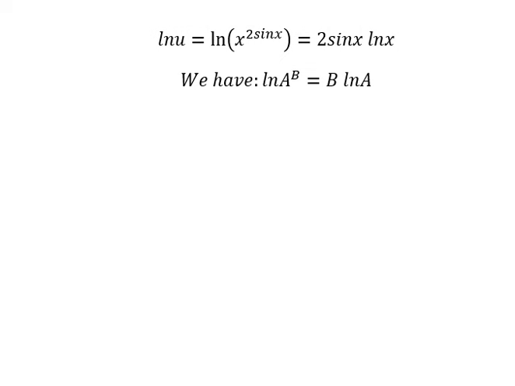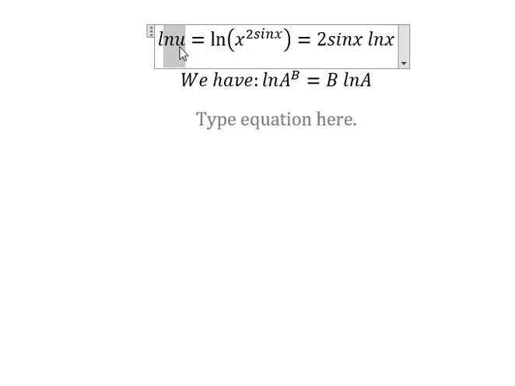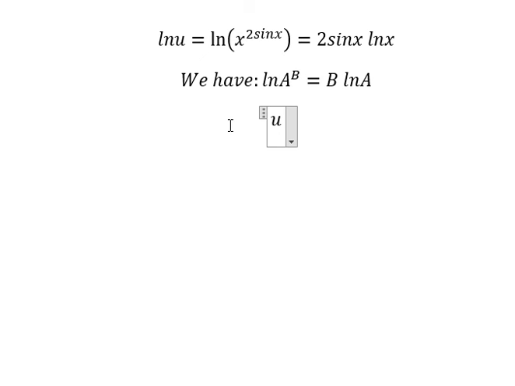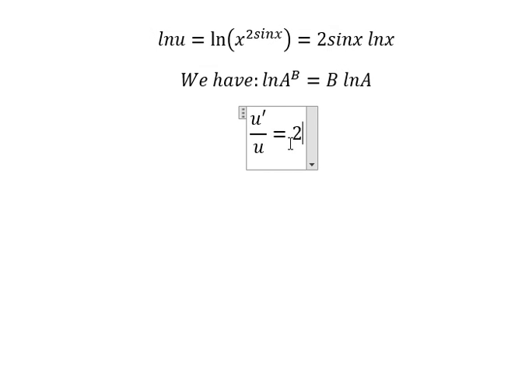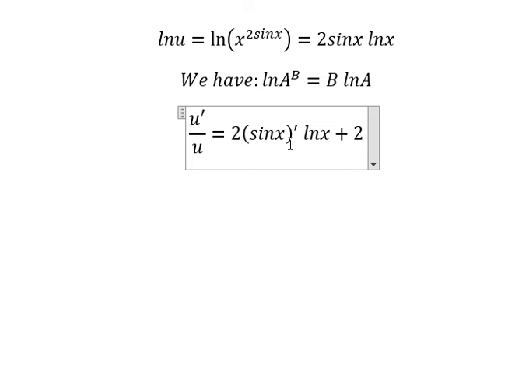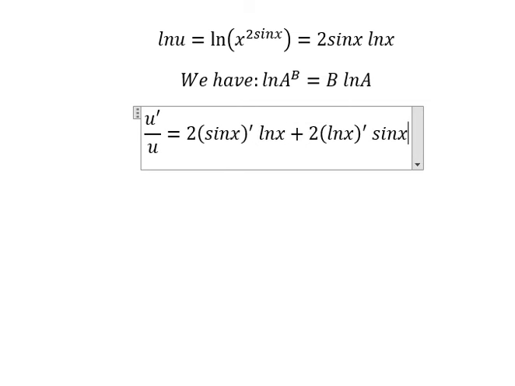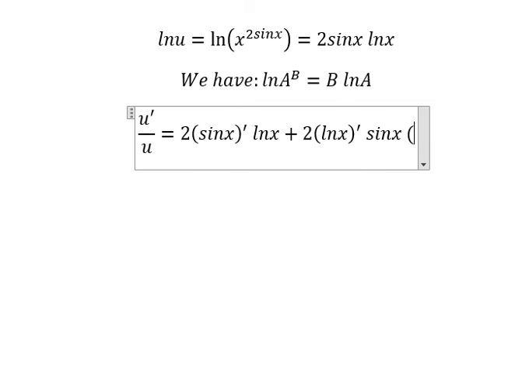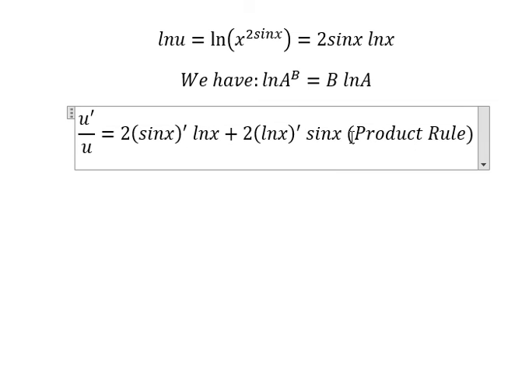Next, we need to do the first derivative for both sides. First derivative of ln u, so we have first derivative of u over u. Now we do the first derivative of sin x multiplied by ln x. Later we do the first derivative of ln x multiplied by sin x. This one is the product rule of derivative.